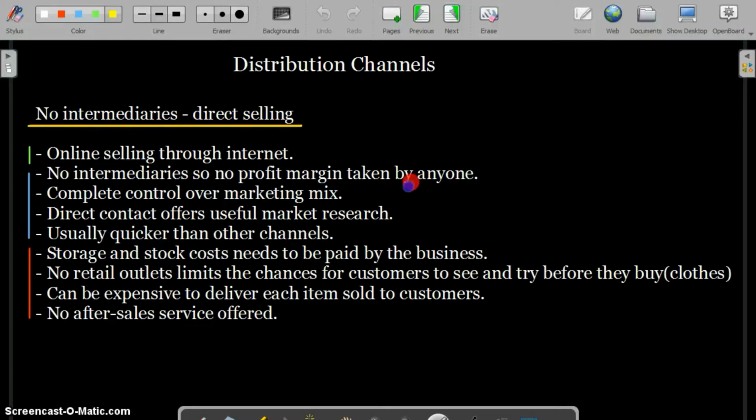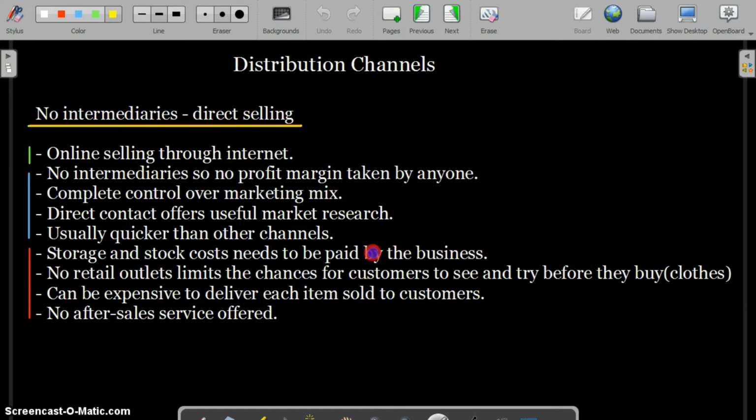However, it has some disadvantages as well. The storage and stock costs need to be paid by the business. As there is no one in between, the manufacturer has to rent a warehouse and store all the products being manufactured. So all the costs need to be paid by the business only. No one else will pay for the cost, unlike in other methods, as we will see, where the wholesaler usually pays for the stock cost and all.